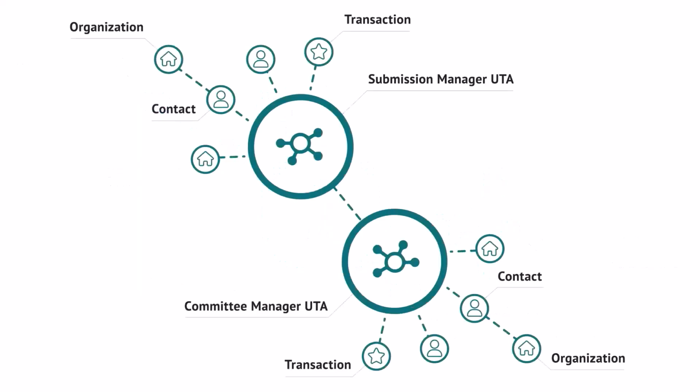And finally, to bring SmartSimple Cloud together, multiple UTAs may be joined together using the consumer-provider relationship. In this graphic here, we see the committee manager, which is a UTA that manages the review processes, associated with the submission manager, which is a UTA that houses the applications to be reviewed.